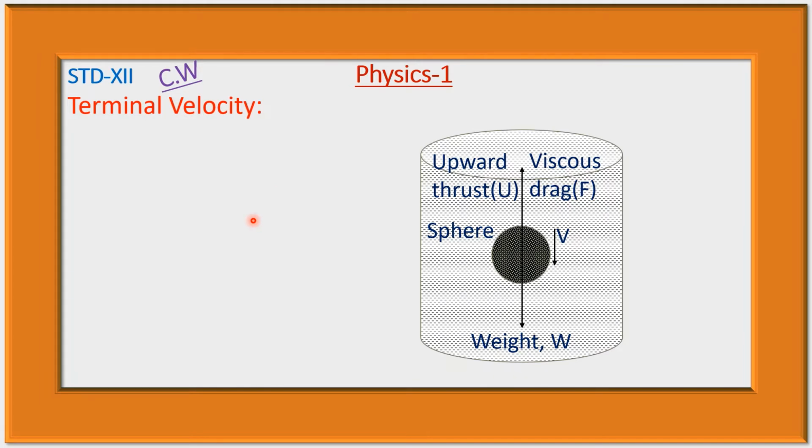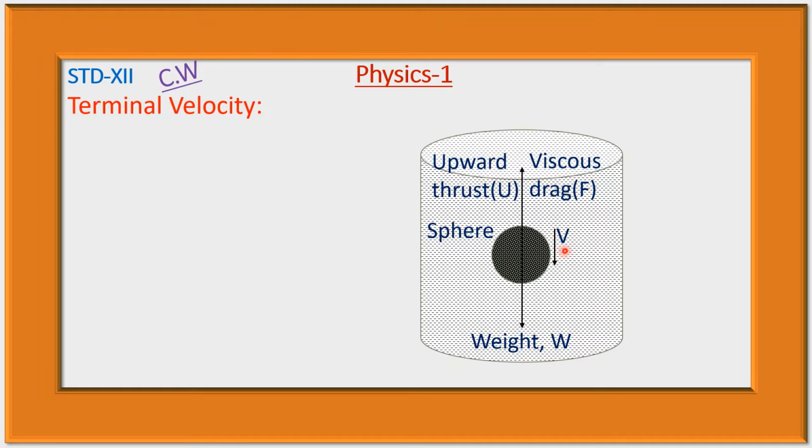From Stokes' law, we know viscous force is directly proportional to the velocity of the sphere. Initially, when the sphere is at rest, that is v is equal to 0, viscous force is equal to 0. If this sphere falls under the influence of gravitational force, initially its velocity increases due to the acceleration due to gravity. As the velocity increases, the viscous force will increase.